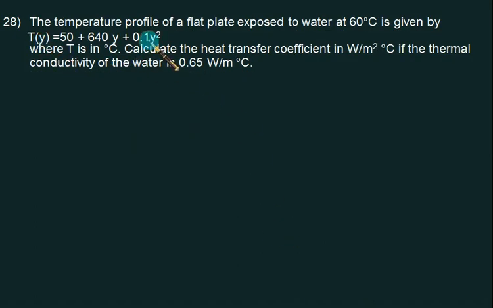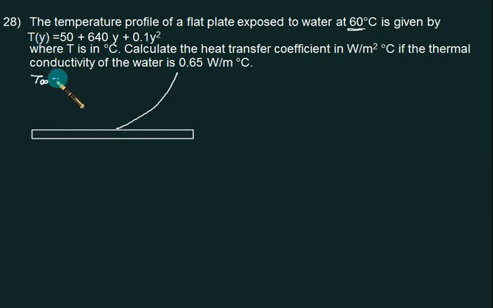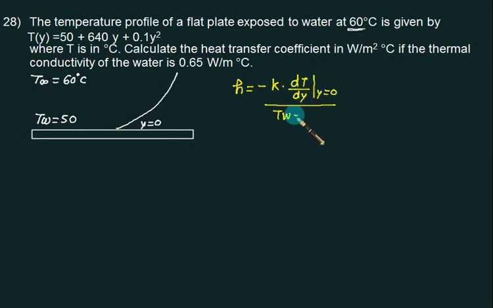This time also we are given the temperature distribution and we have to find out the heat transfer coefficient. So this time TW is 60. If I put y equal to 0, I will get TW equal to 50. And we have the same equation, h equal to minus k into dT by dy at y equal to 0 upon TW minus T infinity. So we have k equal to 0.65, dT by dy is 640 at y equal to 0. We have 50 minus 60. Minus minus will cancel and we'll get the positive answer 41.